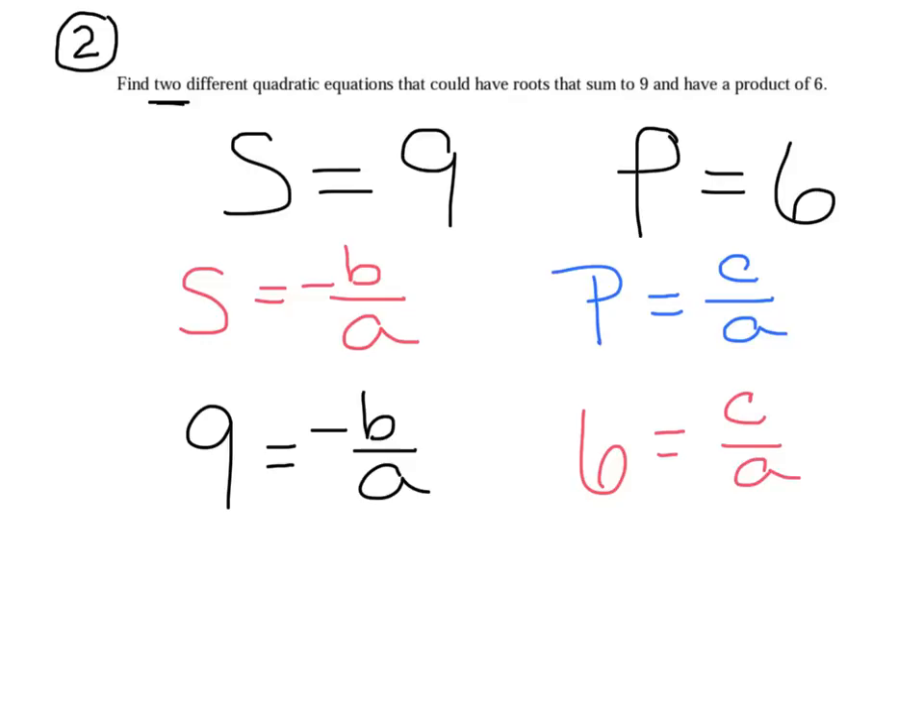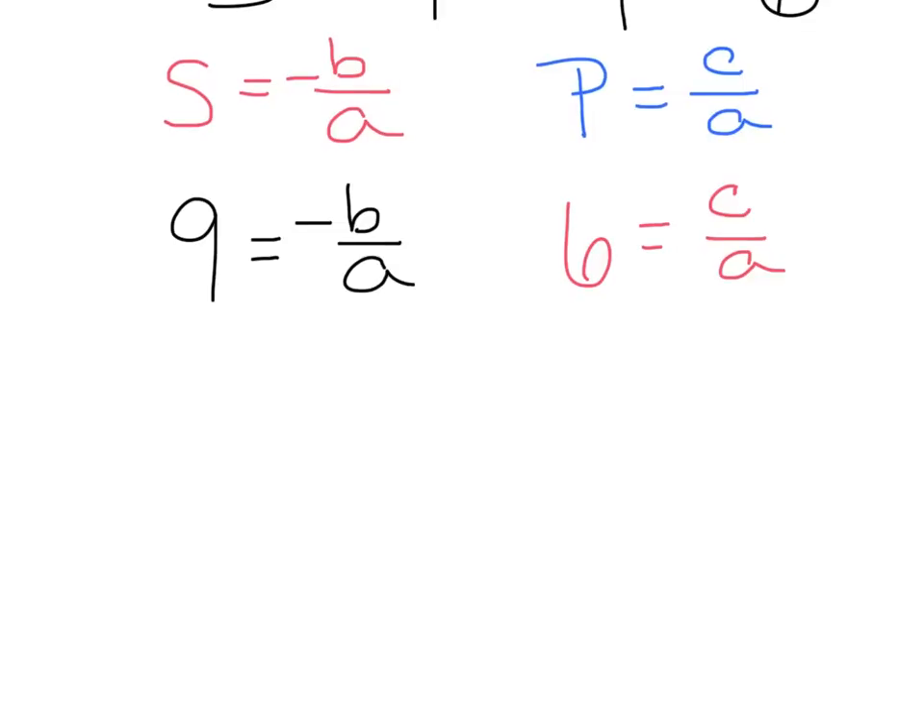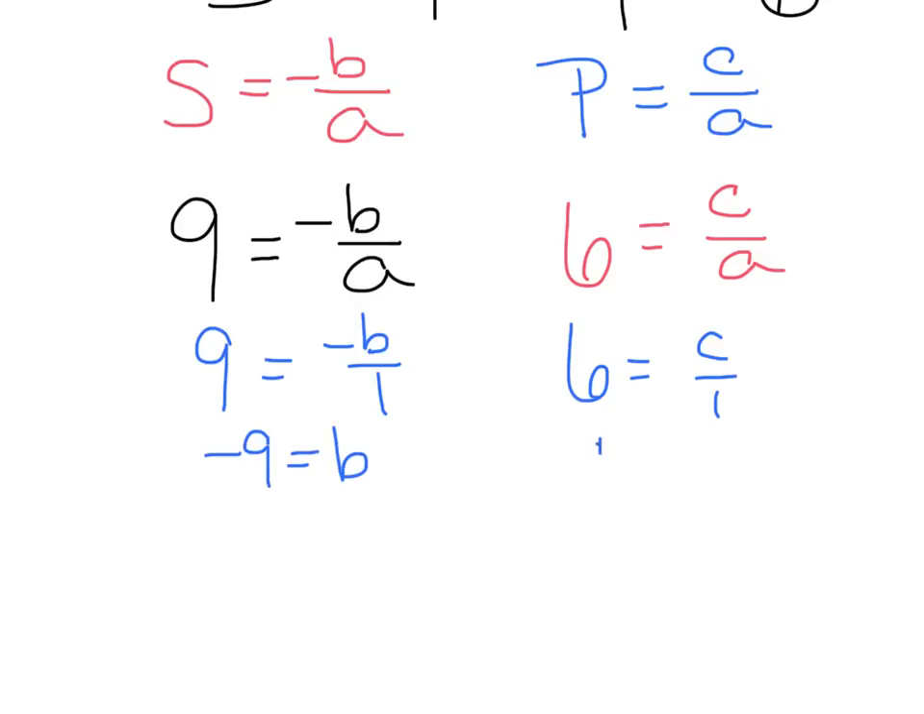Now here's how you can get different equations. Remember, the a is just that leading coefficient, ax squared plus bx plus c. And a, we like when a is a 1, so the first thing I'm going to do is replace the a with 1 and say 9 equals negative b over 1, 6 equals c over 1, therefore b is actually equal to negative 9 when I divide that, and c is equal to 6. So one quadratic equation could be 1x squared.